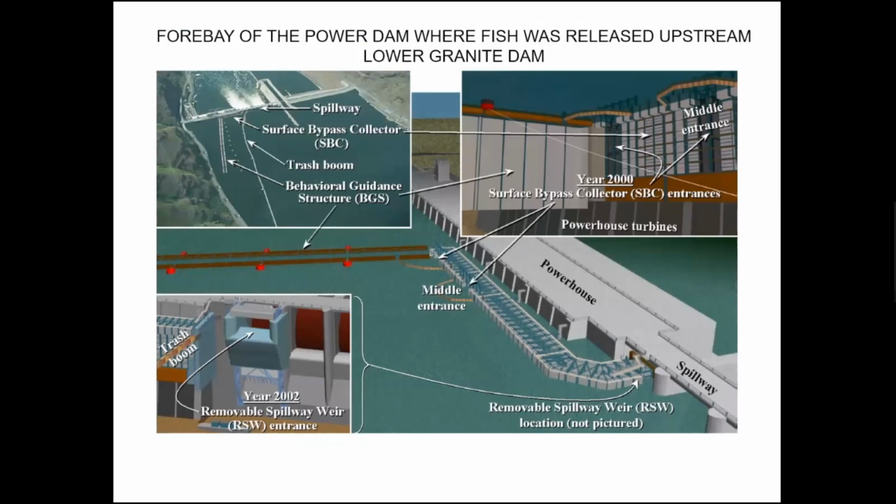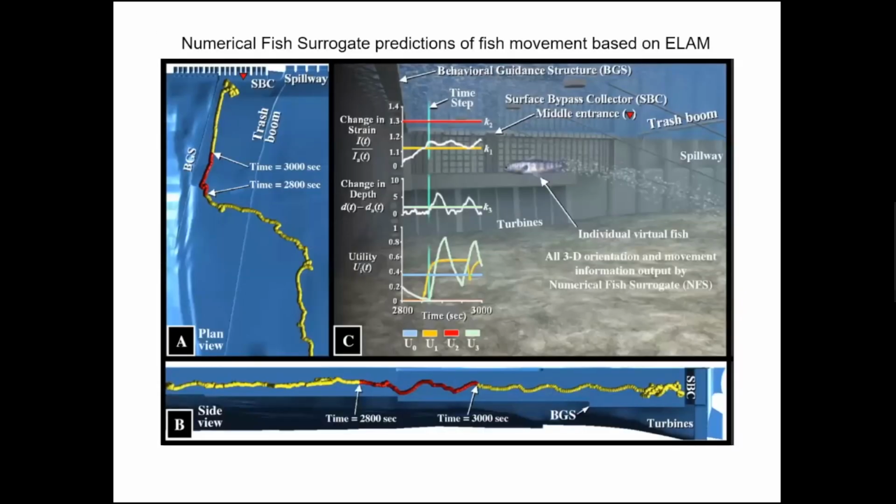You can see here that it has all these types of barriers and trash booms and all sorts of other hydraulic structures. It has a removable spillway which goes around the powerhouses. And this is an example of a fish trajectory computed using the fish surrogate model. You can see that the trajectory doesn't have anything to do with the one associated, let's say, with a passive particle. This is a view of one trajectory from above, and this is a lateral view of the trajectory.